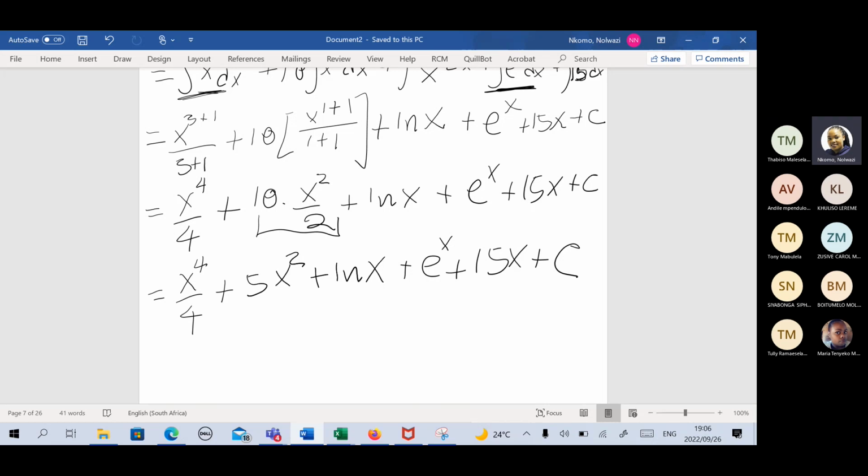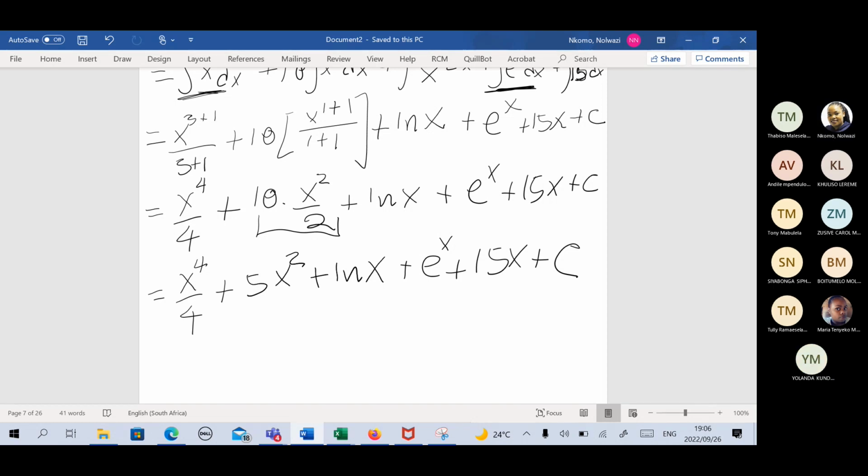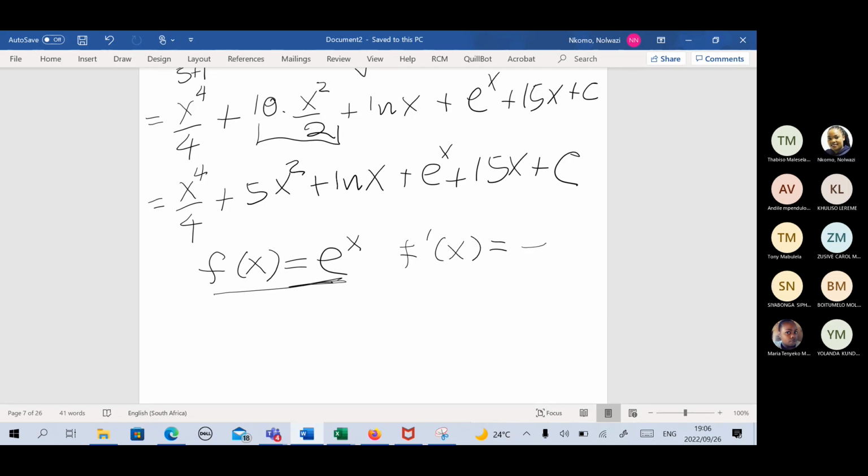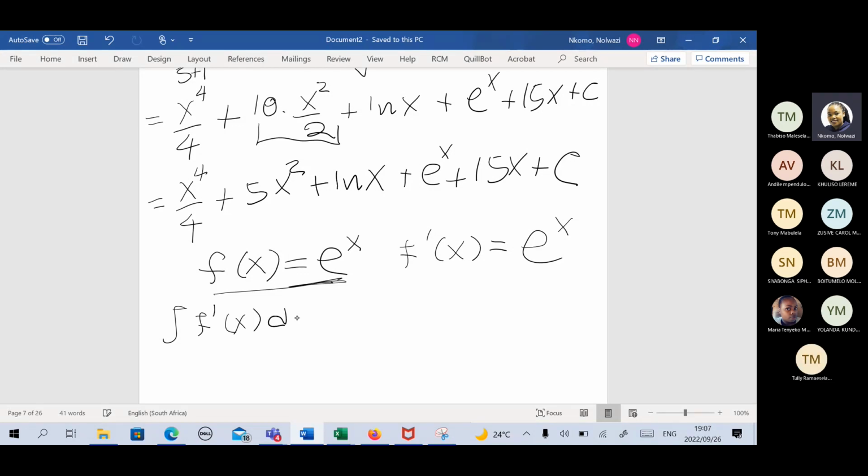Remember, if you integrate, you are trying to go back to that function that was differentiated, right? And we said if you are given f(x) equal to e to the power x, the derivative of e to the power x remains the same. If we integrate f'(x) with respect to x, we should get f(x). Our f'(x) in this case is e to the power x, and our f(x) is e to the power x. It doesn't change.